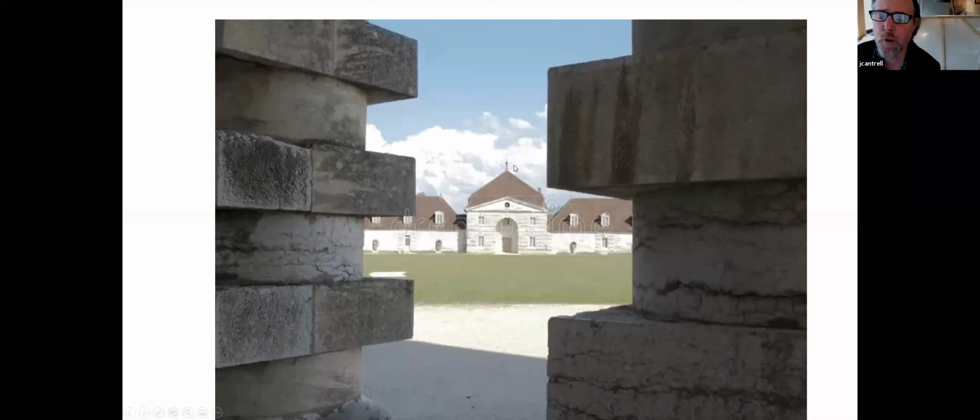So again, this is definitely a French roof because we're seeing the double pitch on the central pavilion.